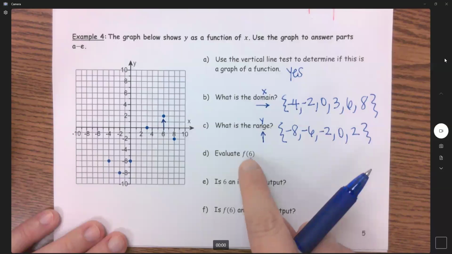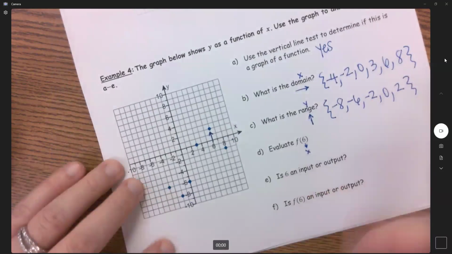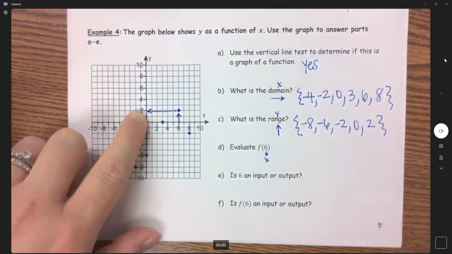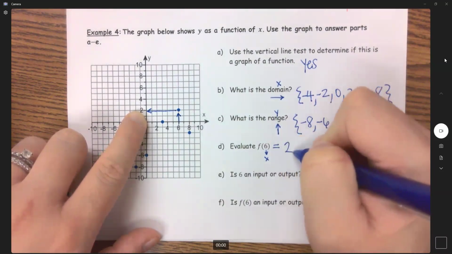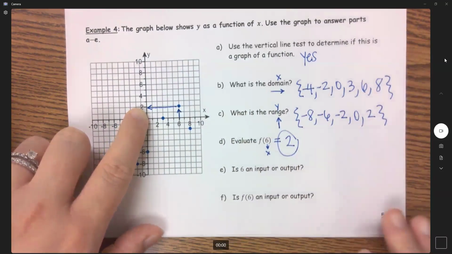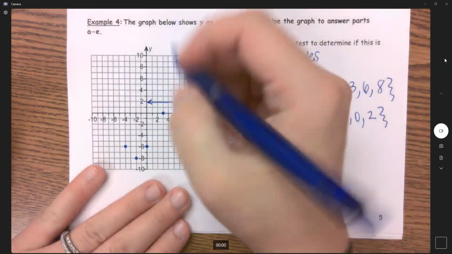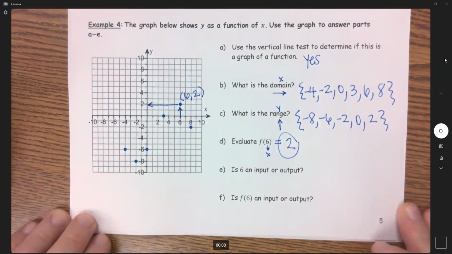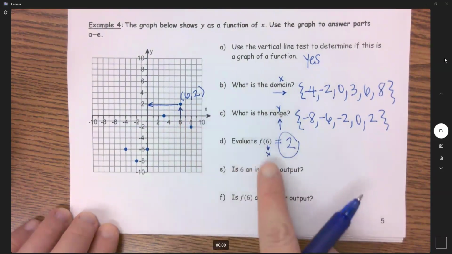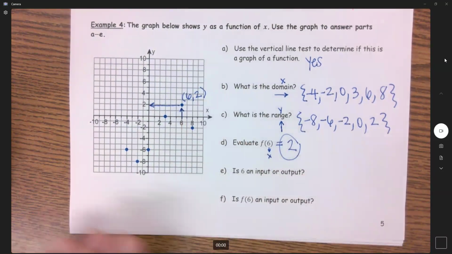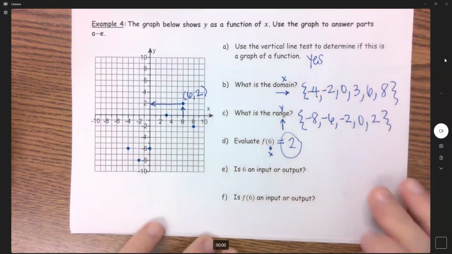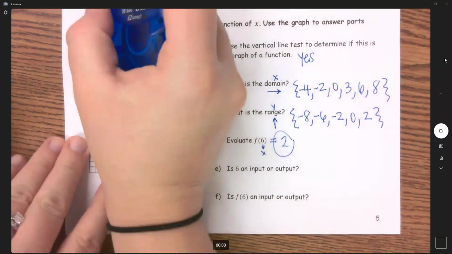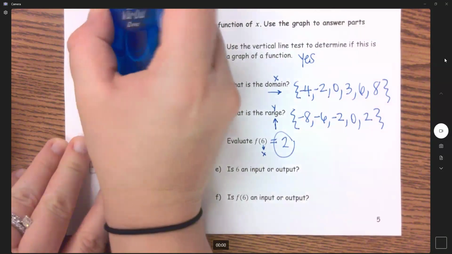So what is my y value when my x equals 6? Now I'll come over here, and that y value is 2. So f of 6 equals 2. Why? Because this ordered pair is the ordered pair 6, 2. So my x equals 6, my y equals 2. Now, this is actually supposed to be A through F. We'll fix that as well.